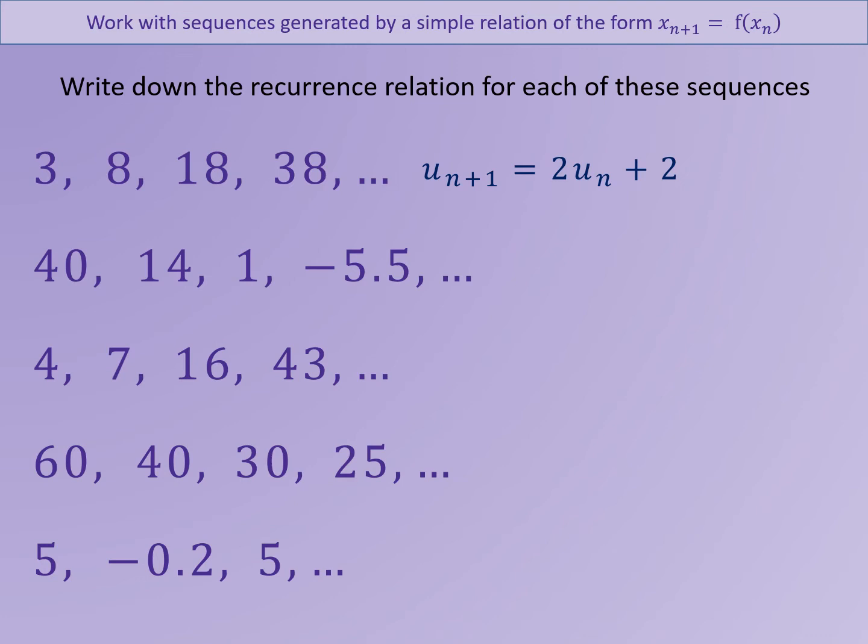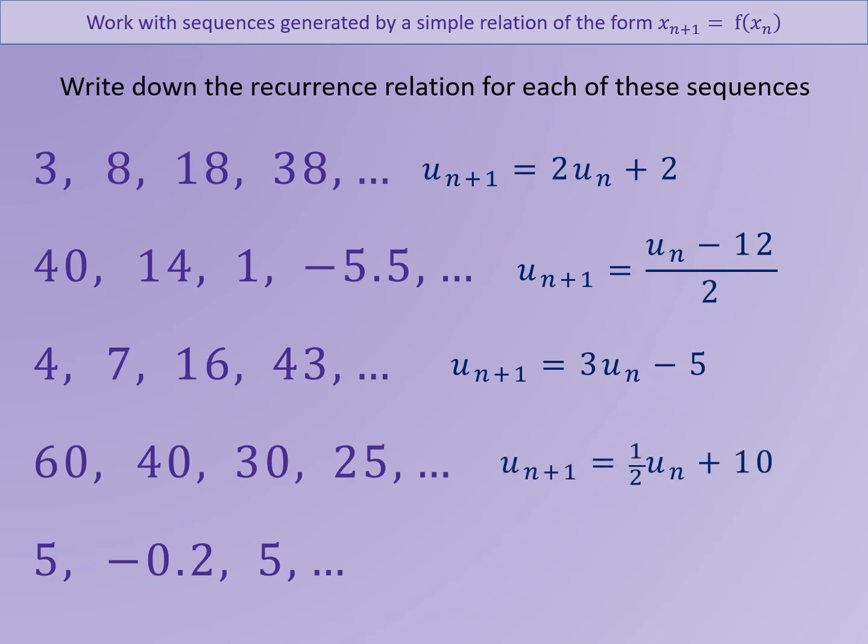So the second sequence, one possible recurrence relation could be un plus 1 equals un minus 12 all divided by 2. Similarly, you may have calculated this as a half un minus 6. This would give the same rule. The third one, you may notice that each subsequent term is found by multiplying the previous one by 3 and then subtracting 5. For the fourth sequence, you may notice that if we divide by 2 and add 10 each time, so we get un plus 1 is a half un plus 10.